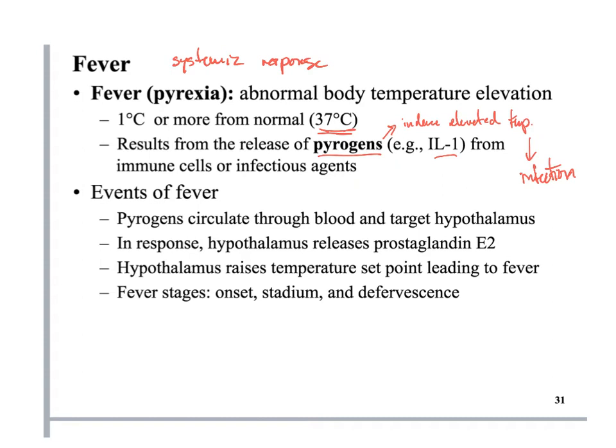Okay, so the pyrogens are released. They circulate throughout the blood and target the hypothalamus, which has your internal thermostat. When that happens, that elevates the temperature. Okay, it raises the temperature set point, leading to fever. So you go from 98.6 to 100, 100.1 or 101 or whatever, up to nothing more than let's say 104. All right, so fever has 3 stages: onset, stadium, and defervescence, which comes back down.